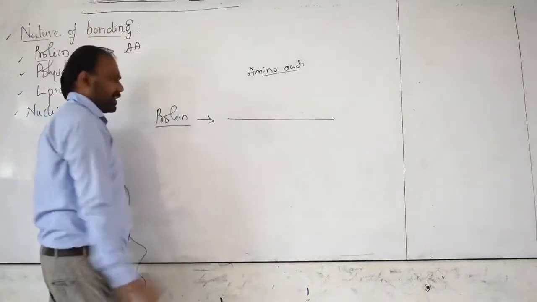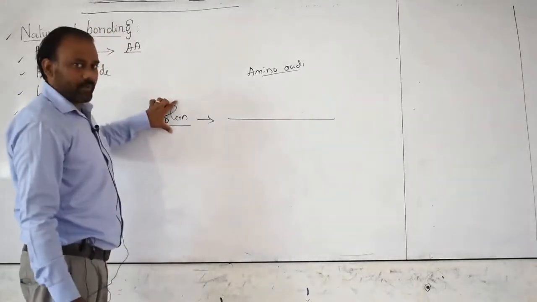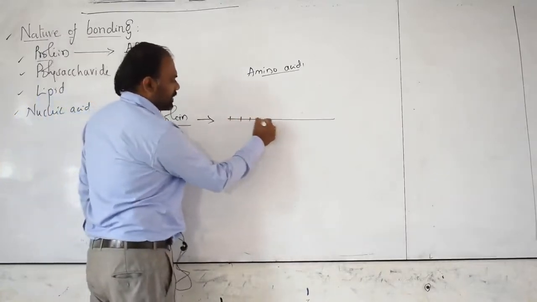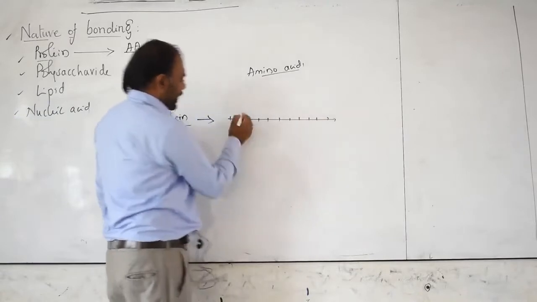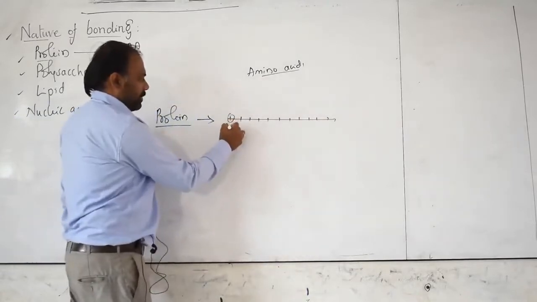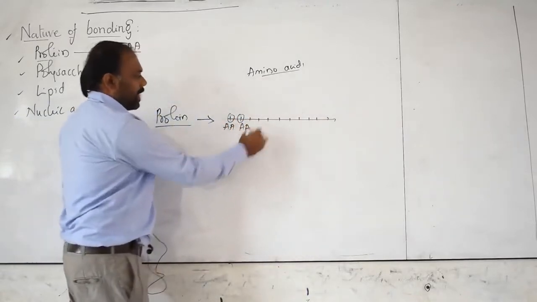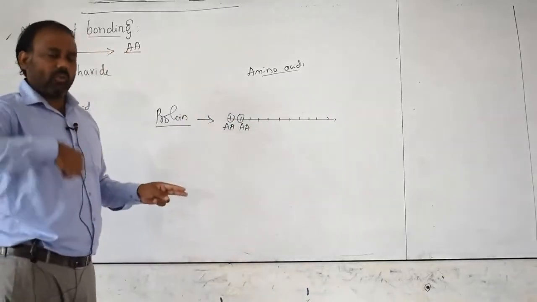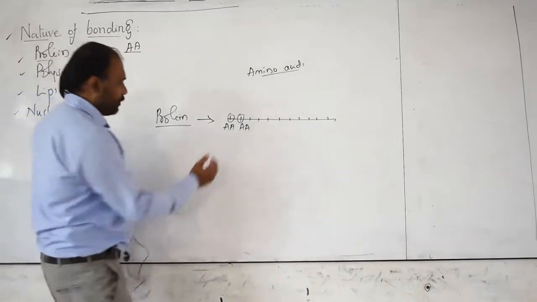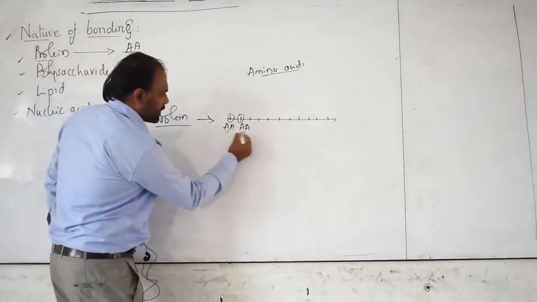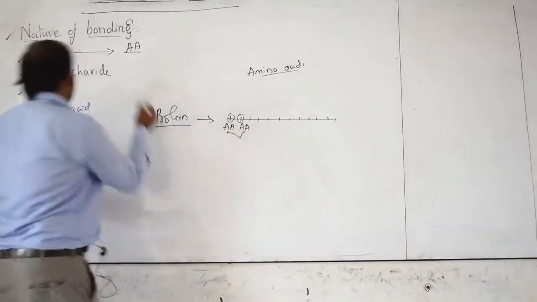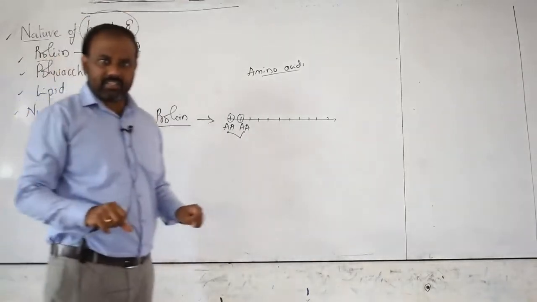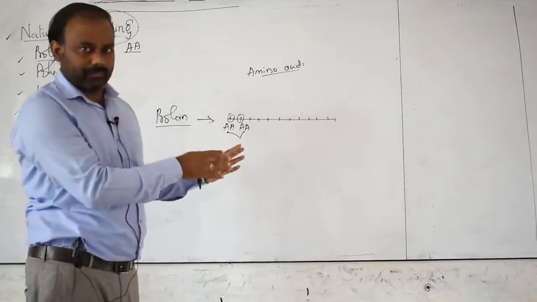In my example, this is considered a protein. That protein is made up of several amino acids. Imagine each one is an amino acid. What I am trying to tell you is this: these two amino acids are held together by which bonding? How are they held together? That is my question here.